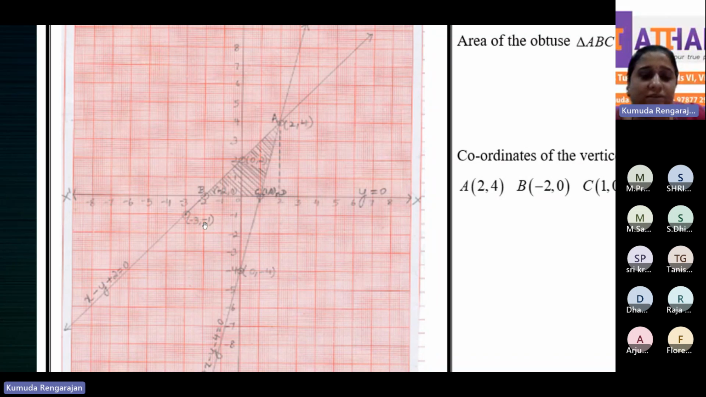Whatever you've plotted, you should write the coordinates. So this one is -3, -1. This one is -2, 0. And this one is 2, 4. So you would have plotted 6 points in all. Against all the 6 points, you must write the coordinates. You would have plotted 3 points to get one straight line and 3 other points to get the other straight line. For all the 6 points, you must write the coordinates. That's very important.